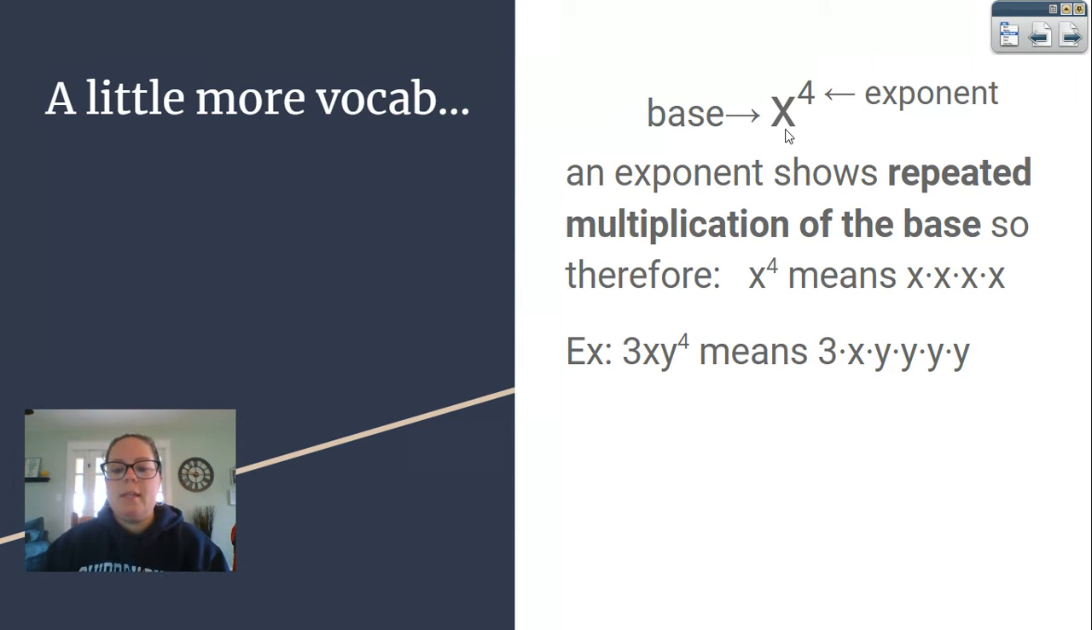multiplication, that is expanding. Another example of expansion with the 3xy to the fourth, that would really mean 3 times x. There's only one x there because its exponent is a 1. And then I would expand out the y 4 times. And notice, again, this is all multiplication, which is what makes it a monomial.